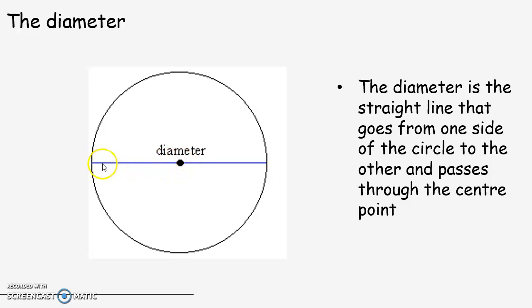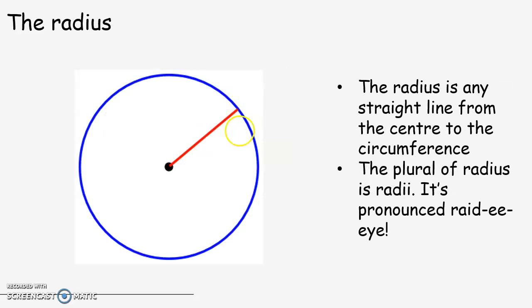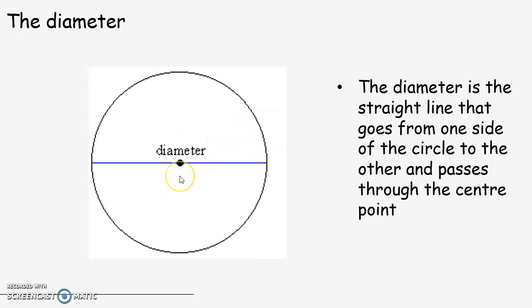The diameter is twice as long as the radius. So this here is made up of 2 radii put together. So if you measured what the radius is, you'd know what the diameter is, because you just have to multiply it by 2. So say if our radius was 1 centimeter long, then our diameter is double that, so it's going to be 2 centimeters long.